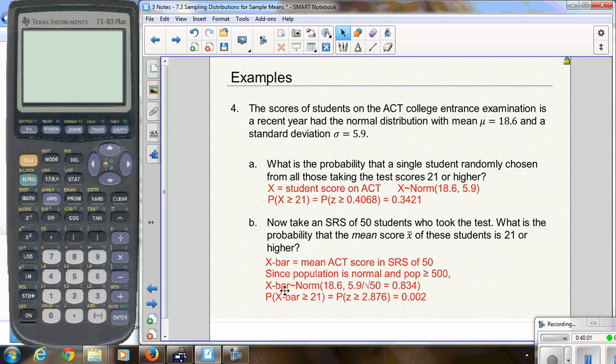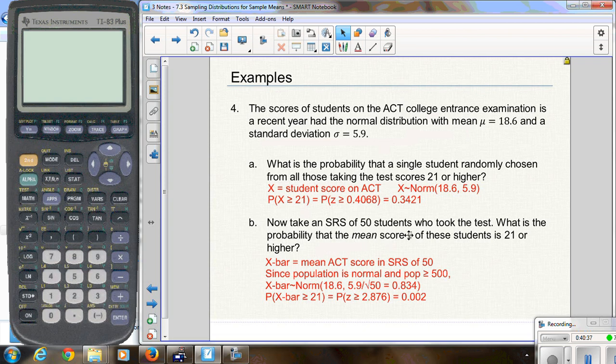And so I wrote it out because I don't have a symbol in this program to be able to put a bar over the X. It's going to be a lot less likely for me to have a group of 50 people with this high of a mean than just choosing a single person, because the extreme values are going to get absorbed in the mean. The standardized test score now you can see is 2.876, so that's a lot further from the mean than before. And so the likelihood of having a group mean being this high is very small. It's 0.002.